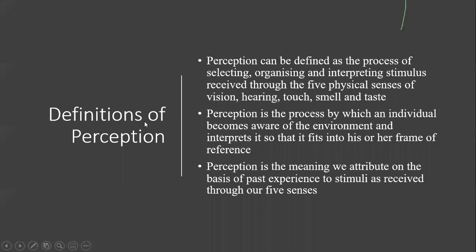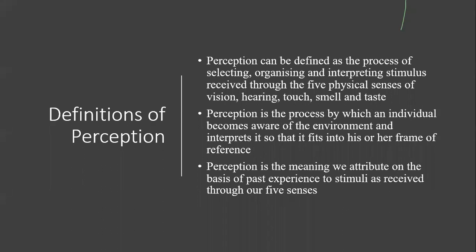So what is perception? Perception is the process of selecting, organizing, and interpreting stimulus received through the 5 physical senses of vision, hearing, touch, smell, and taste. It is also the process by which an individual becomes aware of the environment and interprets it so that it fits into his or her frame of reference. Finally, perception is the meaning we attribute on the basis of past experience to stimuli as received through our 5 senses. So what are we trying to say here?